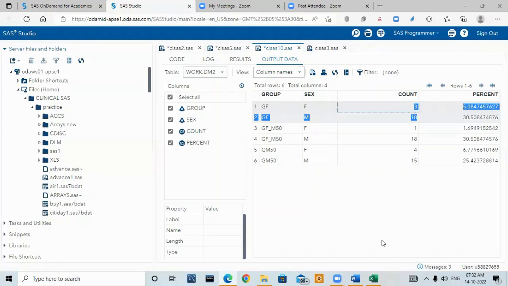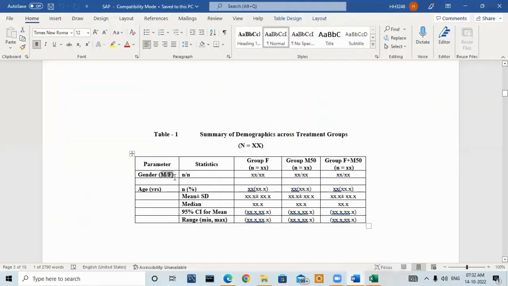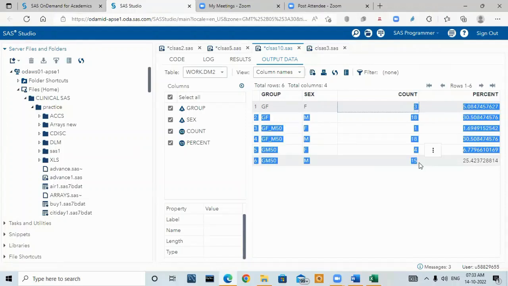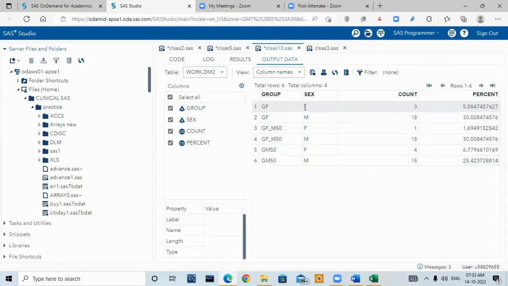See, for getting the pattern of M by F like this, first we want two columns. One column separately for male count, one column separately for female count. Are you getting me? But here in our table, are the male and female values separate or all combined together? One column only is their count. Count is a single column only, not separate. But here we want separate values. Male separate, female separate. So what to do?